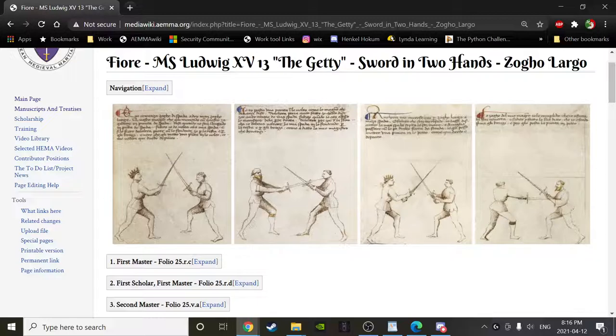The broad plan is to continue with the manuscript until we finish. And then I think we're going to move on to Filippo Vadi, which is a manuscript just after Fiore, which borrows heavily from Fiore, or so it seems, and I think it will be good for all of us.